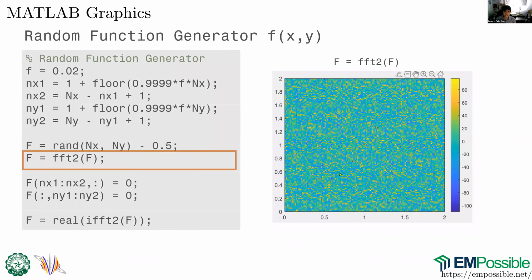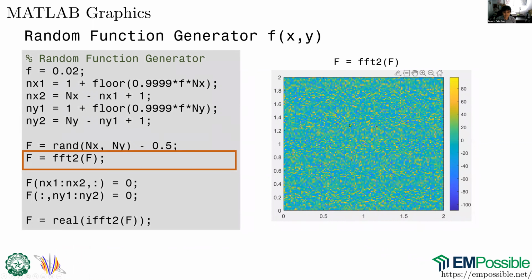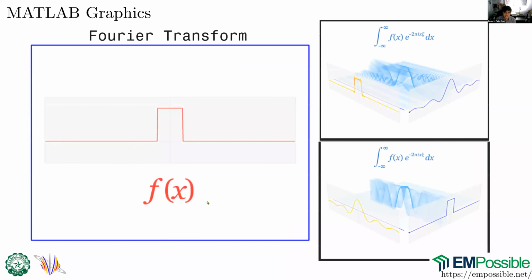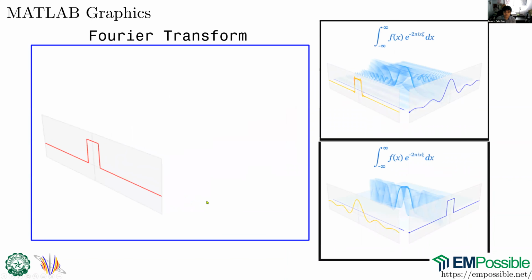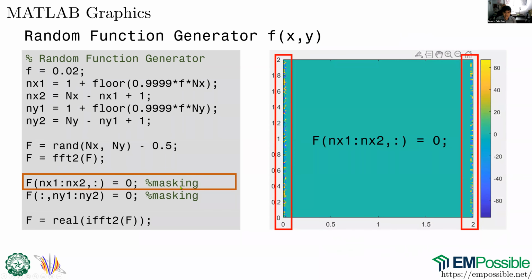Next, now you have the fast Fourier transform. This is the result. As a review, this is the Fourier transform. I think most of you already know the Fourier transform, so no need to review this. Let's go to the next step, which is masking.